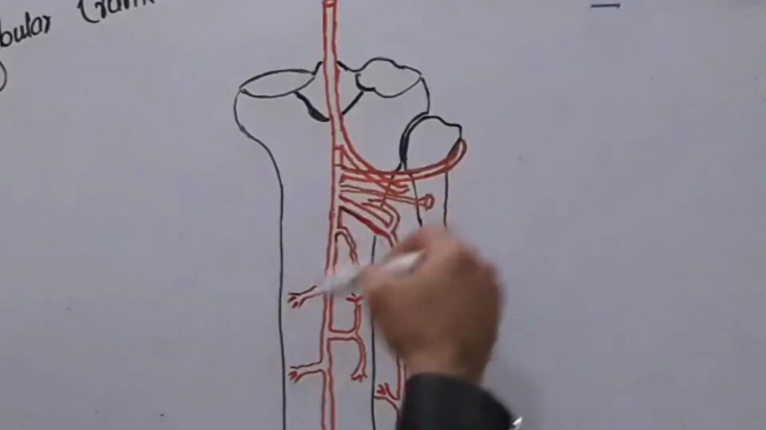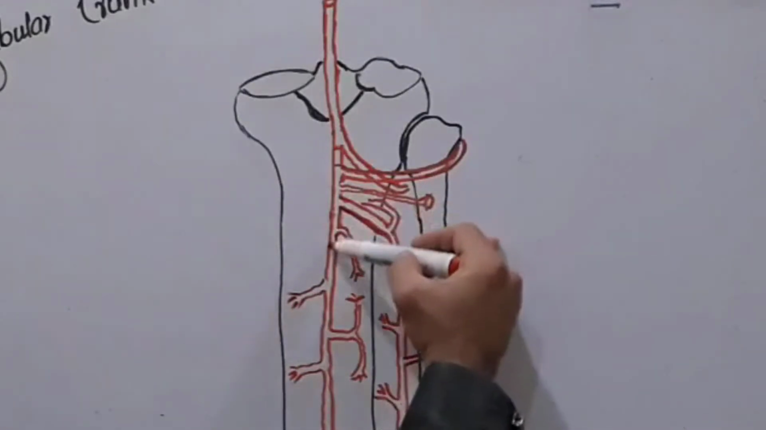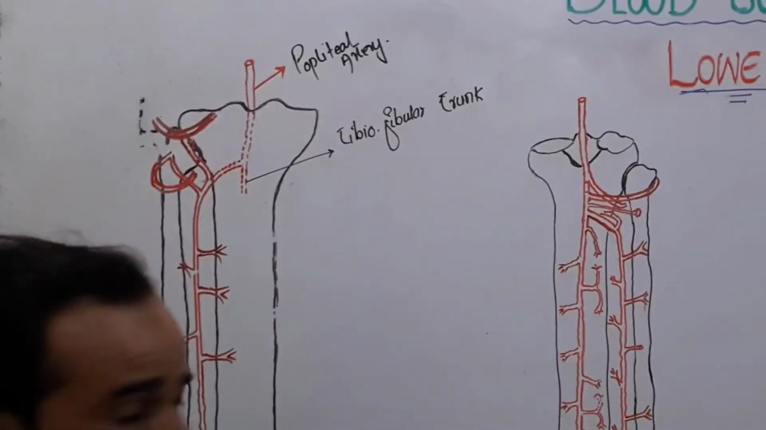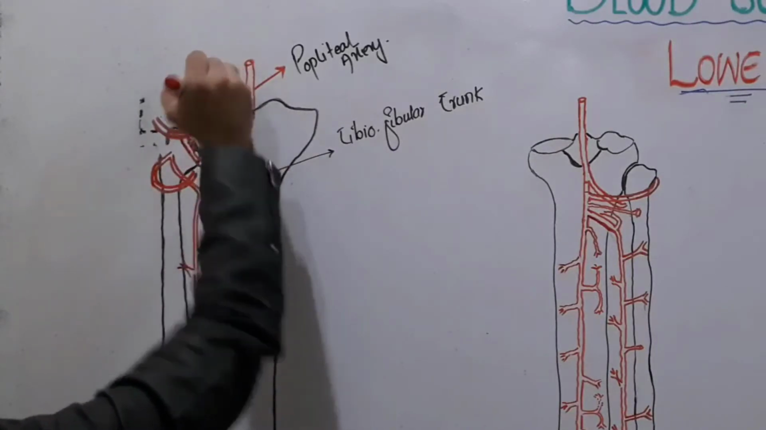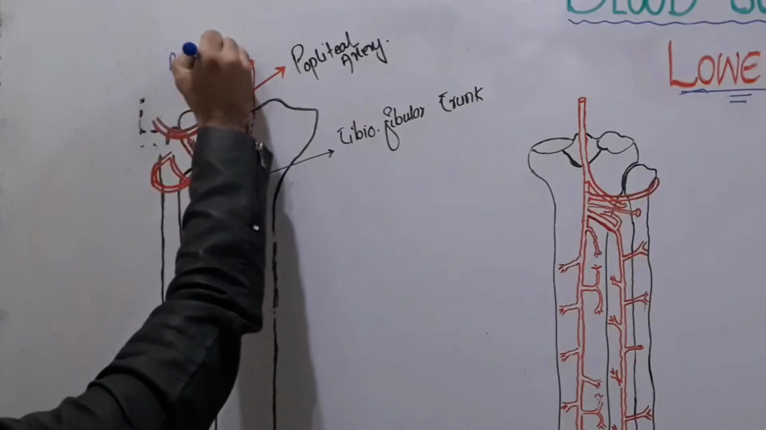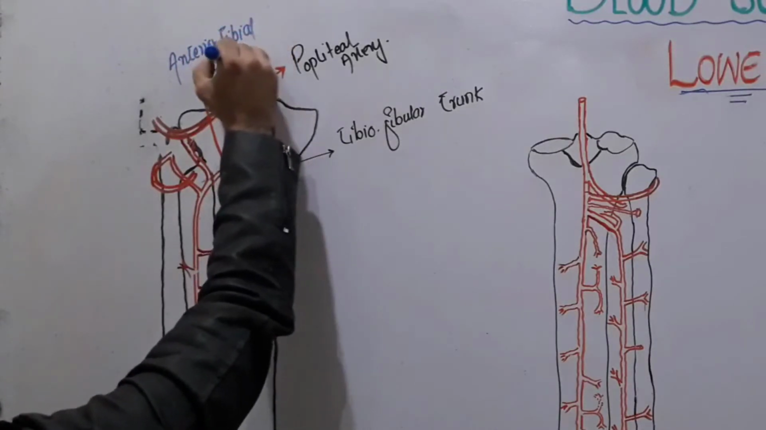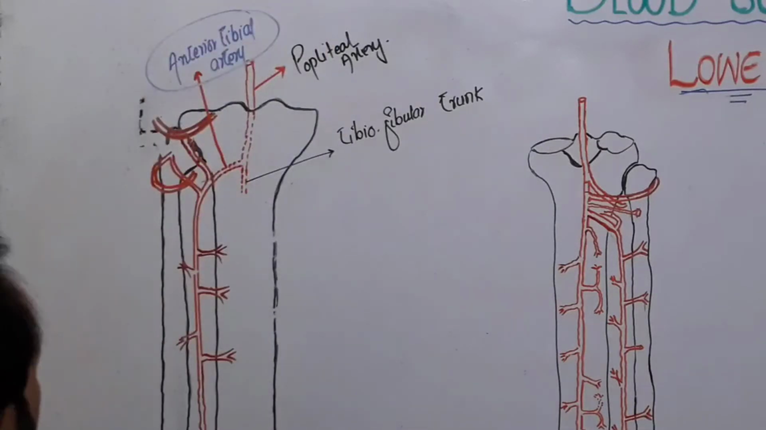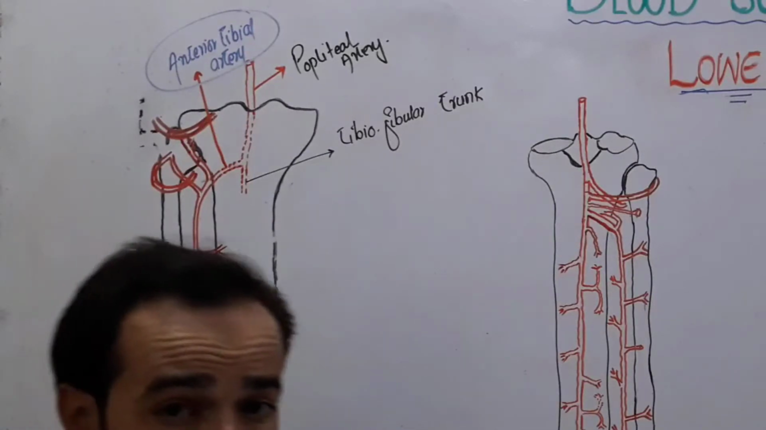So the tibiofibular trunk, we will see in the next video, will give a branch which is called the fibular artery, and a branch which is called the posterior tibial artery. Now we are concerned with this anterior tibial artery, right, friends? So here is our anterior tibial artery. Right, let us see about the branches and all the important things regarding this anterior tibial artery.